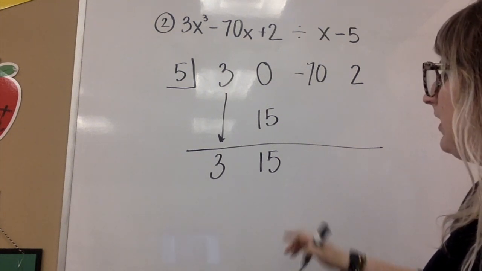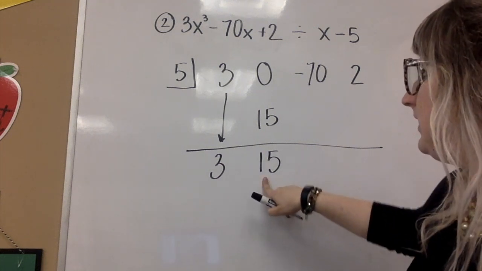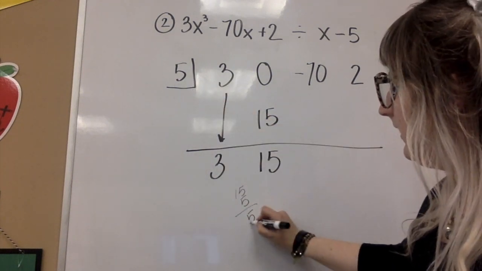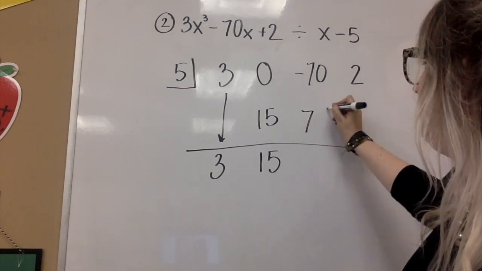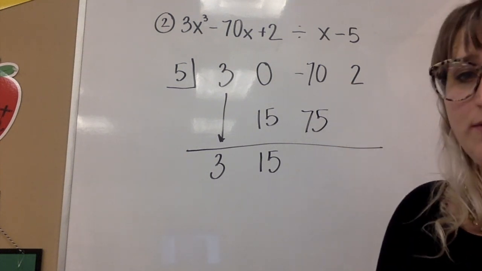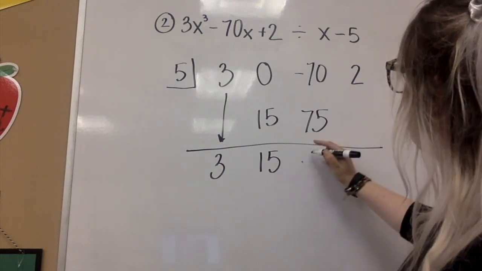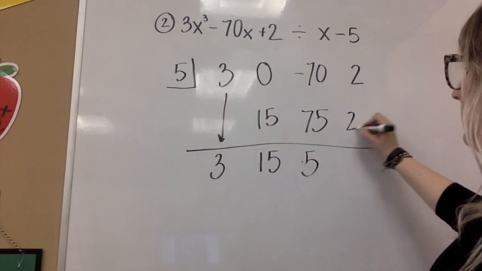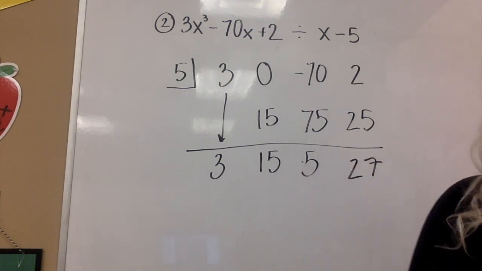Next, what we're going to do is we are going to multiply 15 times 5. And that gets us 75. So I'm going to put 75 right here. Negative 70 plus 75 is going to get us 5. 5 times 5 is 25. And 2 plus 25 is 27.